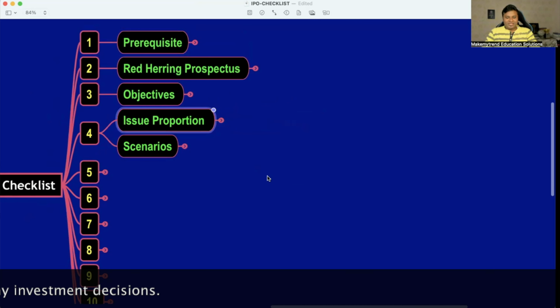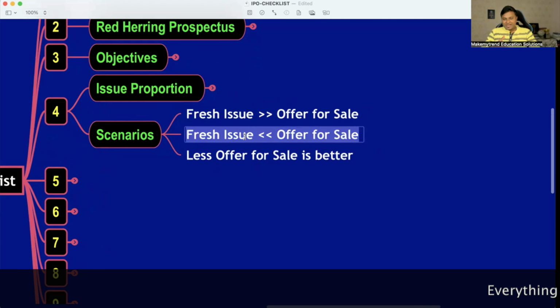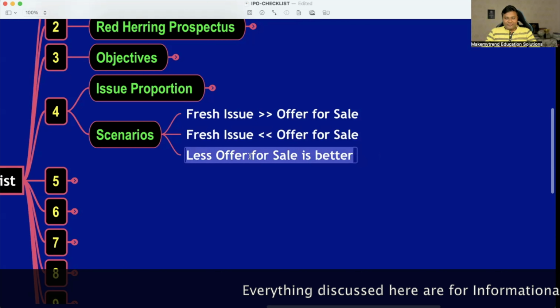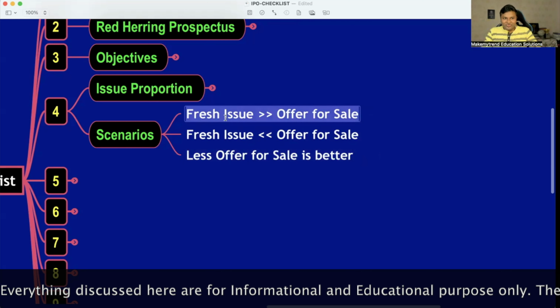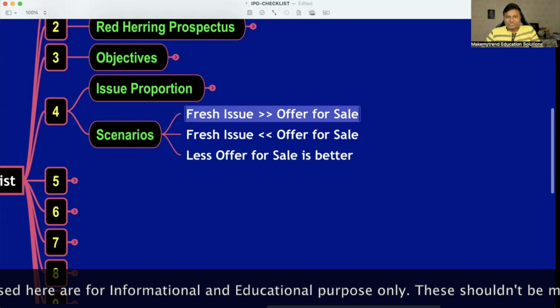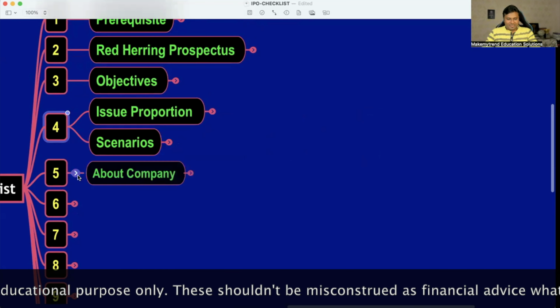Okay, so we got to see the scenarios will be looking like this. If the fresh shares are very much higher than the offer for sale, this is a positive sign for the company. Now, in case we find that the fresh issues are very, very less as compared to offer for sale, that means it might be negative or neutral for the company. So what I'm going to say is, less offer for sale is better. Okay, so more fresh issues and less offer for sale is the good one to have in that particular company.